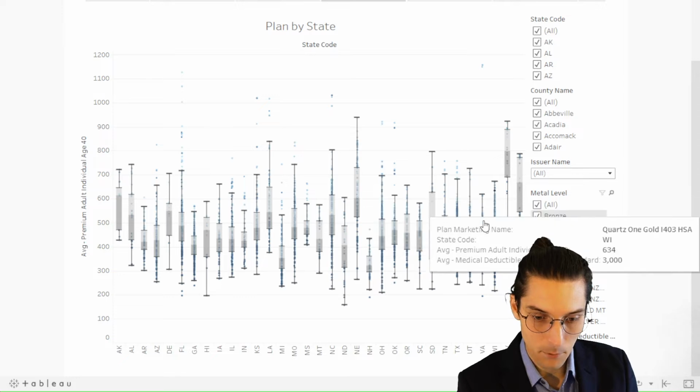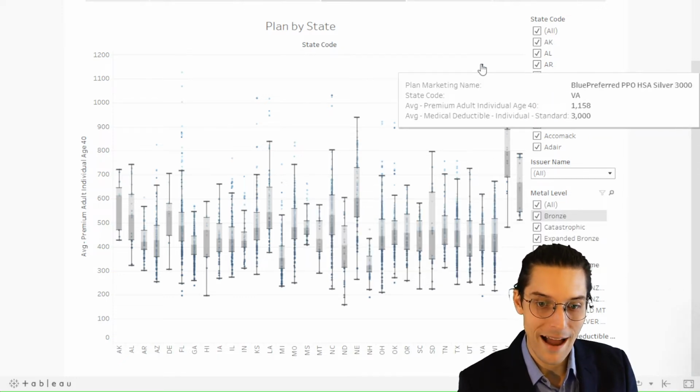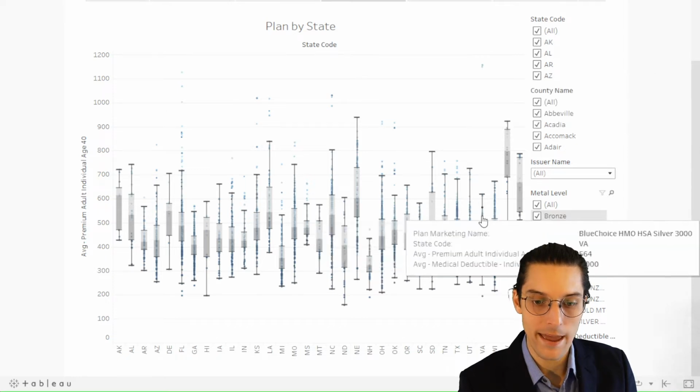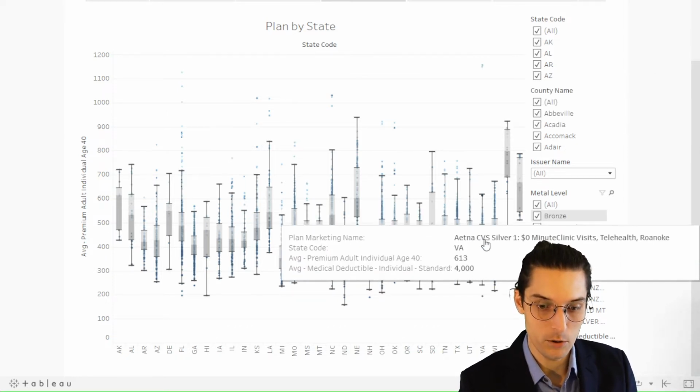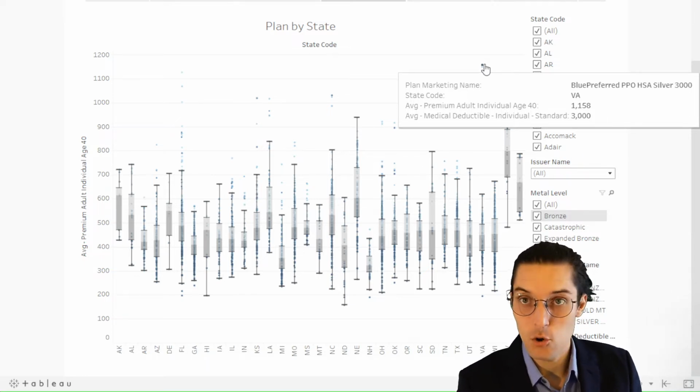So for example, if we're looking at Virginia here, we've got two outliers that are way, way, way outside the normal distribution for Virginia. And they're way up here. And so you ask, okay, why is that the case? And so you say, okay, well, they have a really, really high premium. Why do they have a really high premium?